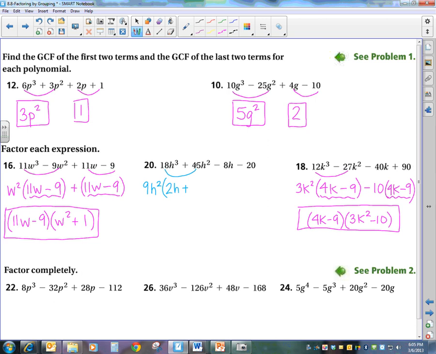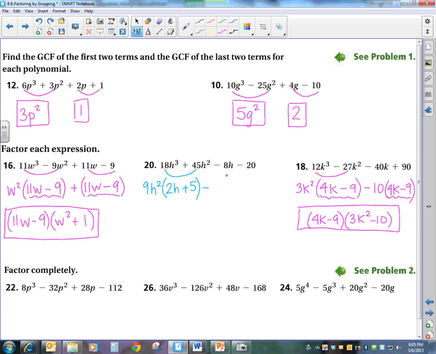Carry down my plus sign. 45 divided by 9 is 5. And I have h squared, take out h squared, and I have no more h's left. Okay, got that minus sign again. So the term in the sign in between will always be what's in front of that first term.